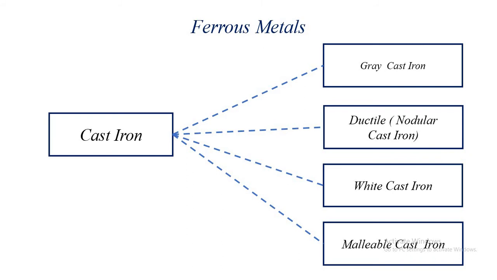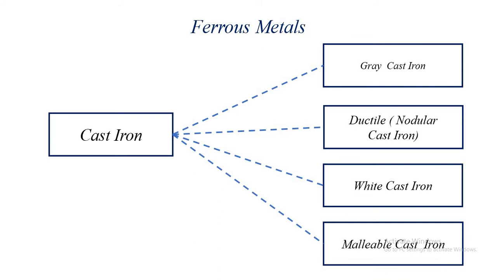Ductile or nodular cast iron. When ductile cast iron is alloyed with magnesium, it causes formation of nodules. Presence of nodules gives it sustainable ductility with improved tensile strength, stiffness and impact resistance. It finds its application in engine crankshafts, heavy duty gears, hardware items, etc.